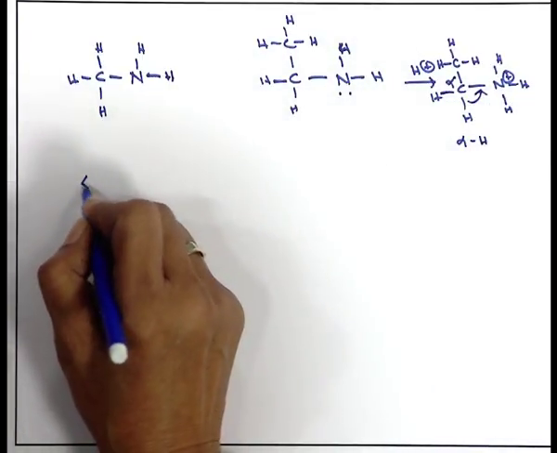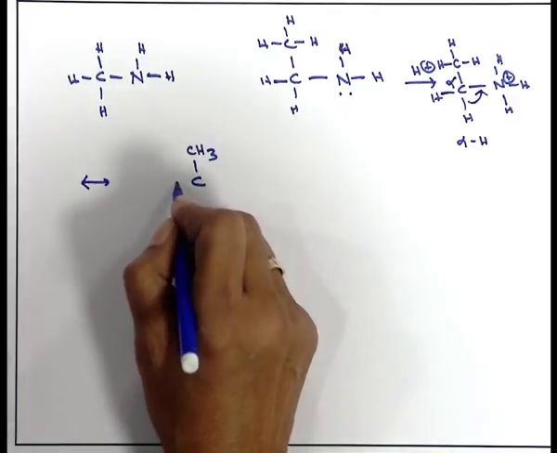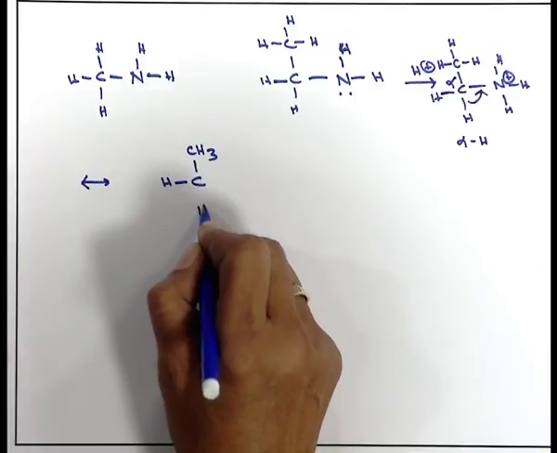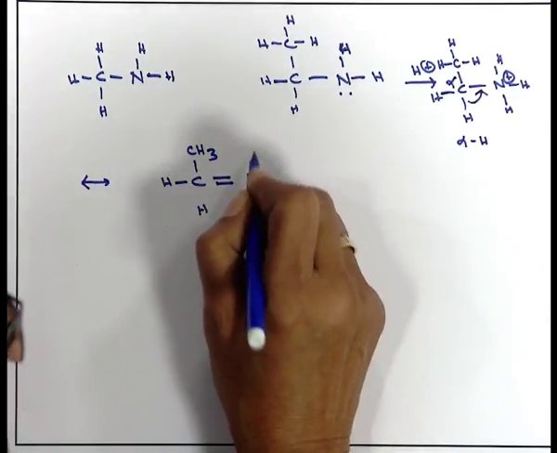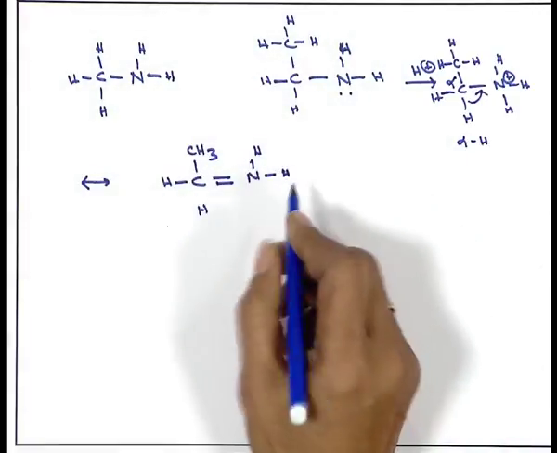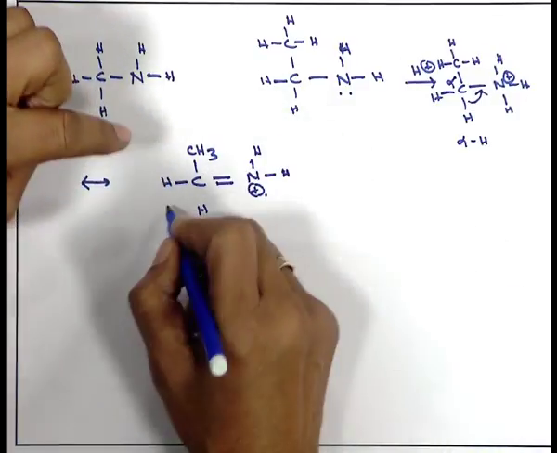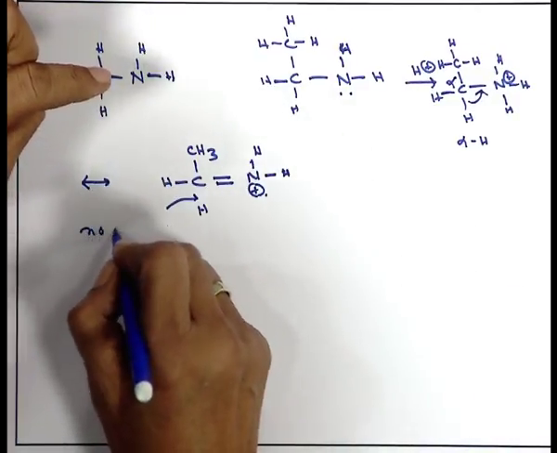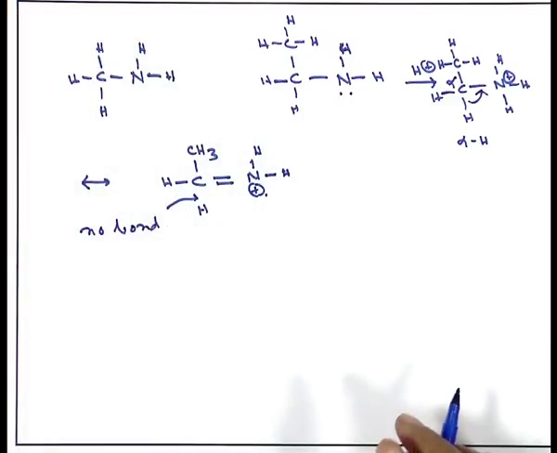So, what can we write? We can write another interesting structure where this hydrogen is there, and at the same time the proton loss will take place. There is no bond between the carbon and hydrogen atom. So, what will happen?